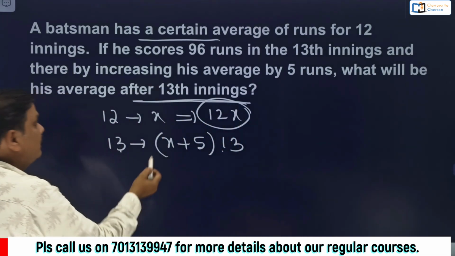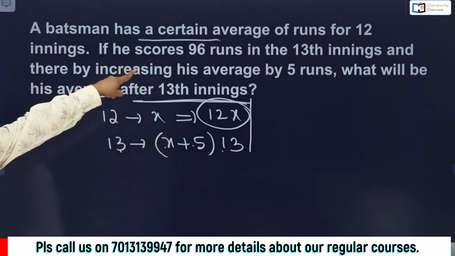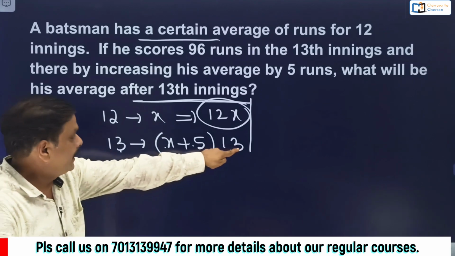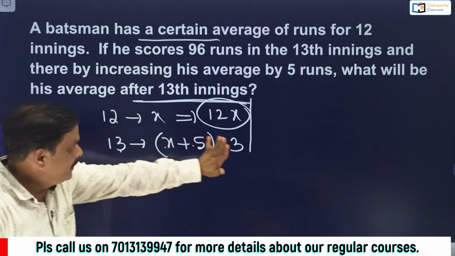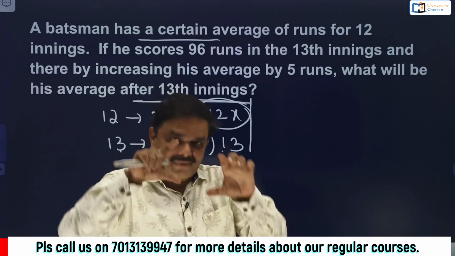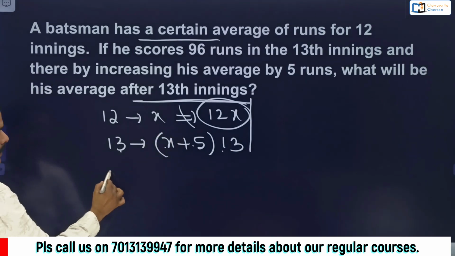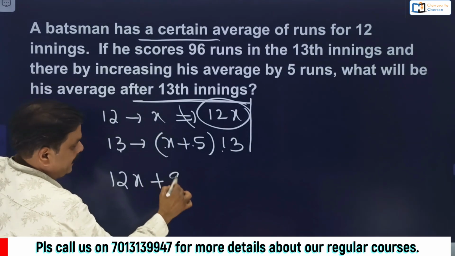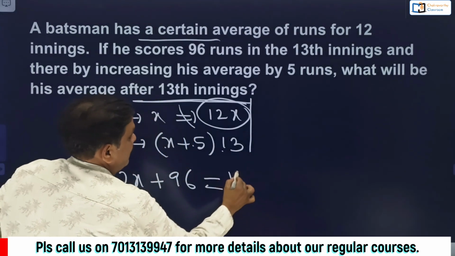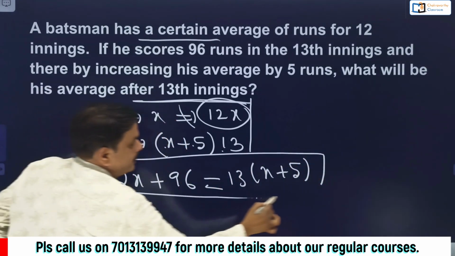Now here the total of 13 innings is x plus 5 into 13. Now, using this 96, make an algebraic equation. How to go for this one? The total runs of 13 innings must be equal to the total of 12 innings runs plus 96, isn't it? I'll write it here so that it will be easier for you. 12x plus 96 must be equal to 13 into, otherwise you write like this, 13 into x plus 5. That's all. Think it over. This is the equation, isn't it?